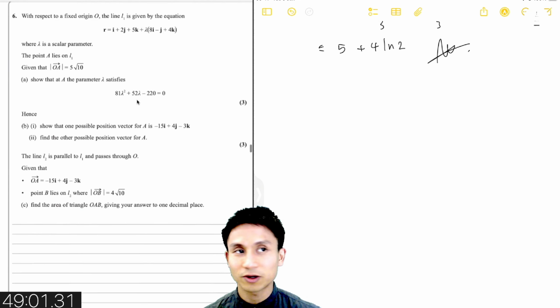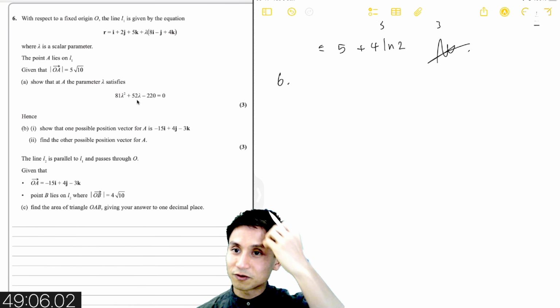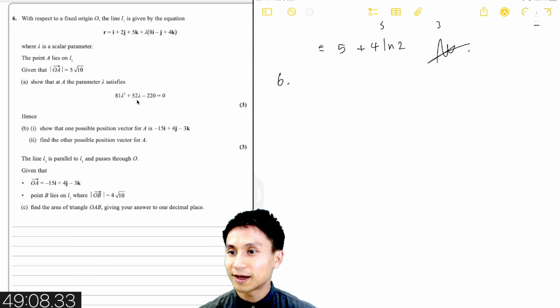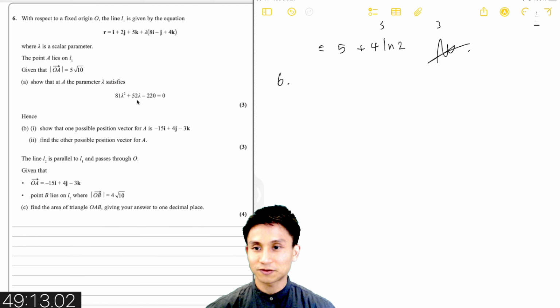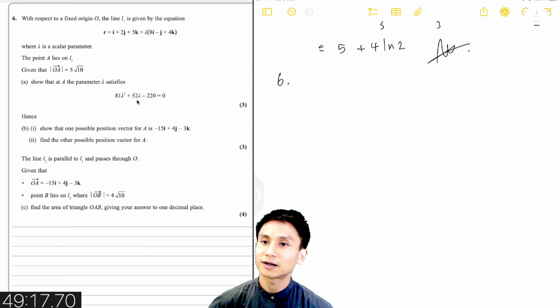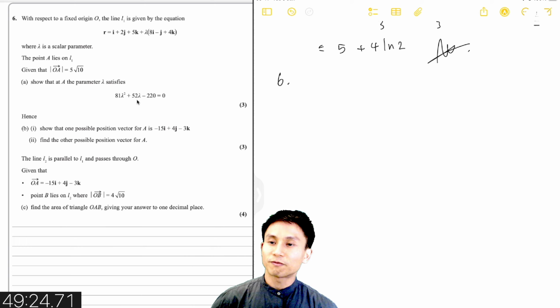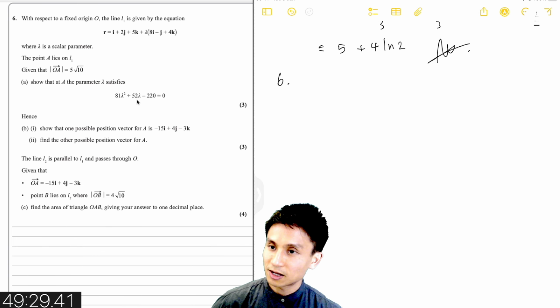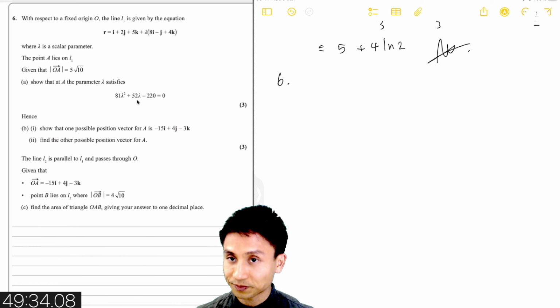Question 6. I think we are okay with the time, hopefully. With respect to fixed origin, another vector equation. Okay. A, show that at A, the parameter lambda satisfies that equation. Okay, so lambda is just a constant there, scalar parameter. Point A lies on L1. Okay, so if point A lies on L1, that means OA here, they give us the distance of OA to be 5 root 10.